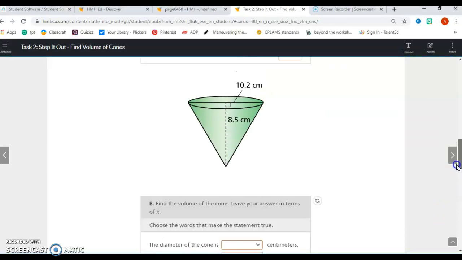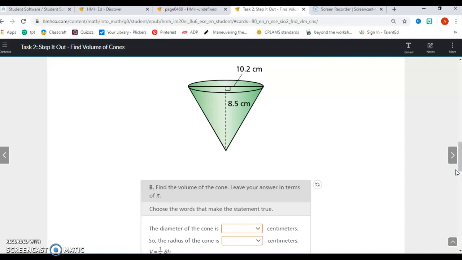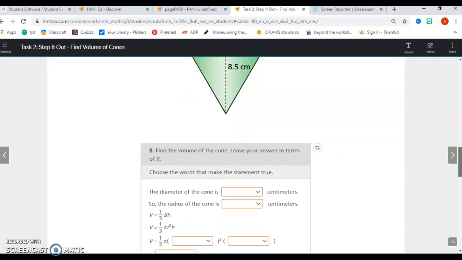So let's put it into action. We've got a small cone with the measurement of 8.5 as the height. Remember, it starts at the center and goes to the point. 8.5 centimeters is the height, and then it gives us 10.2 centimeters as the diameter. But we don't need the diameter for our volume of a cone formula. We need the radius. Remember, the radius starts in the middle and goes to the outside edge, or in other words, it is half of the diameter.